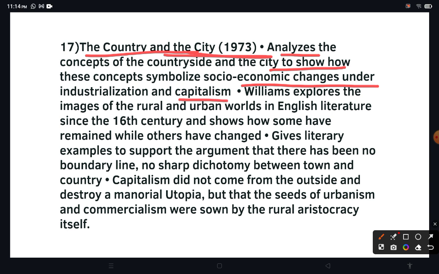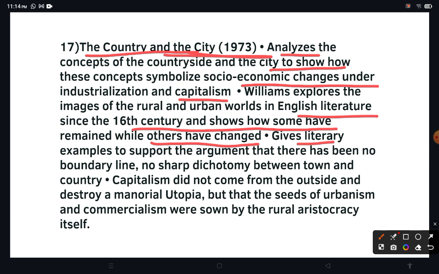Williams explores images of the rural and urban world in English literature since the 16th century and shows how some have remained while others have changed. So he said, why did your idea not change? Because the world has changed but your idea is still the same.